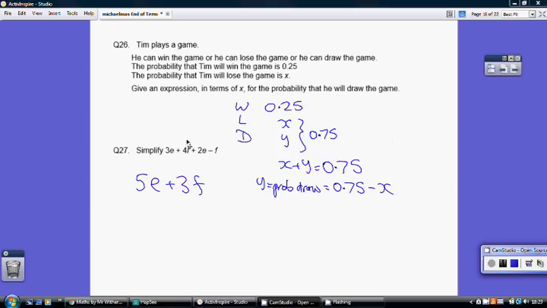Question 27. To simplify this, we've got to gather up the e's and gather up the f's. So the e's is easy. 3e plus 2e is simply 5e. Now we've got to be a bit more careful with the f's. 4f take away f is 3f. That's plus 3f. So our final answer is 5e plus 3f.